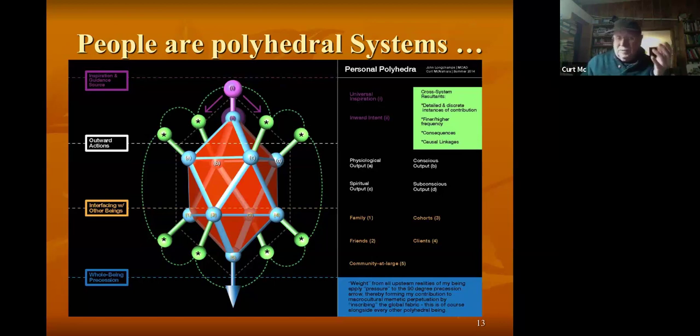So think back now to the situation with interacting systems. Even an individual has a lot of complexity, right?